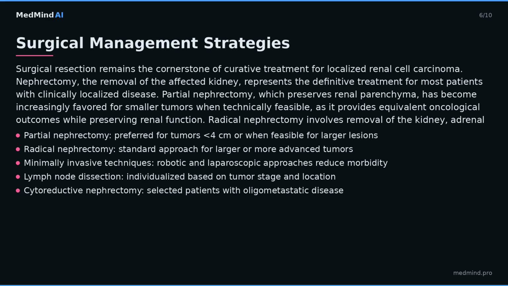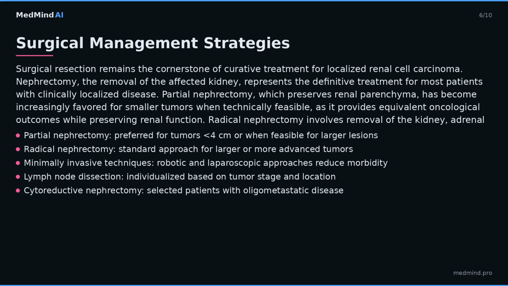Surgical management strategies. Surgical resection remains the cornerstone of curative treatment for localized renal cell carcinoma. Nephrectomy, the removal of the affected kidney, represents the definitive treatment for most patients with clinically localized disease. Partial nephrectomy, which preserves renal parenchyma, has become increasingly favored for smaller tumors when technically feasible, as it provides equivalent oncological outcomes while preserving renal function.